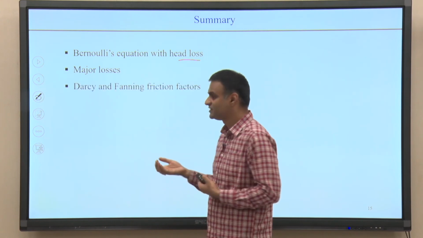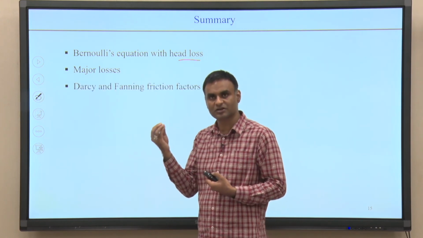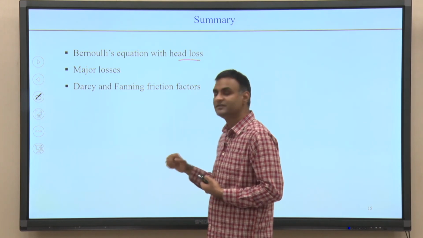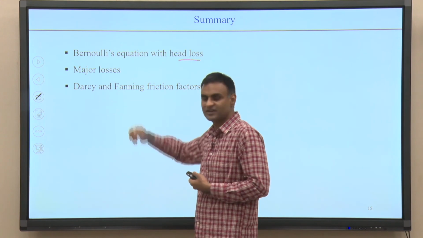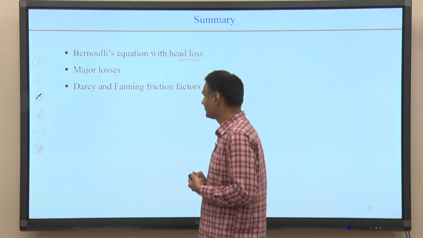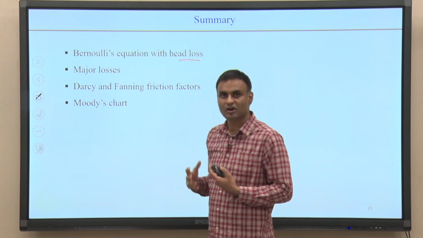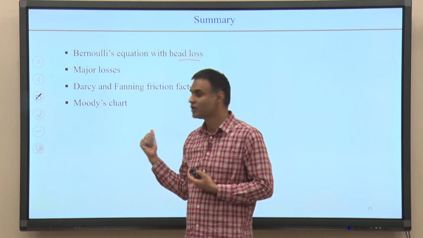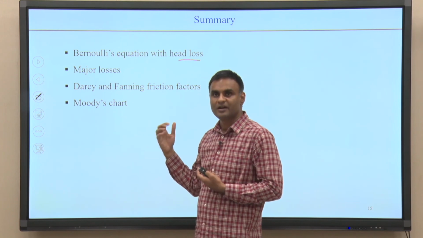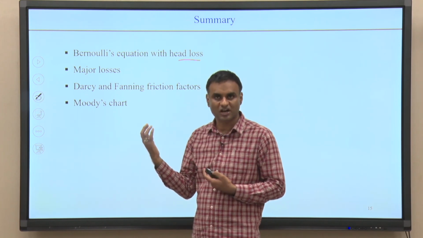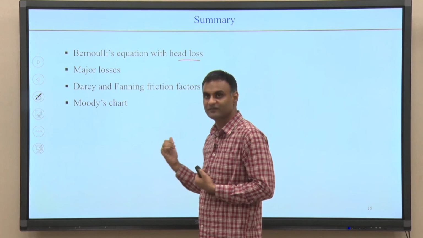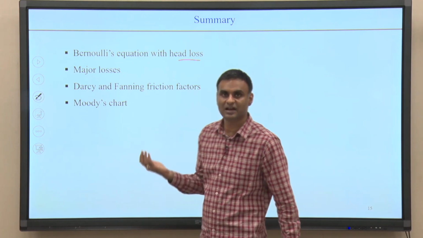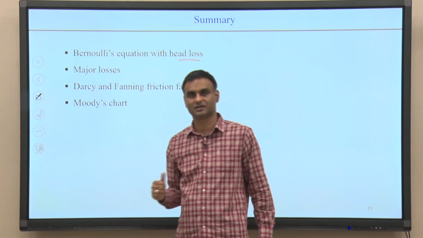So, that way we define that h_L major, or the major loss, is equal to delta P by rho, and from that we defined the Darcy friction factor or Fanning friction factor, and the value of friction factor f is equal to 64 by Re for laminar flow, and the relationships or the Moody chart for f in turbulent flow. Okay. So, we will stop here, and in the next class we will discuss the minor losses, etc.